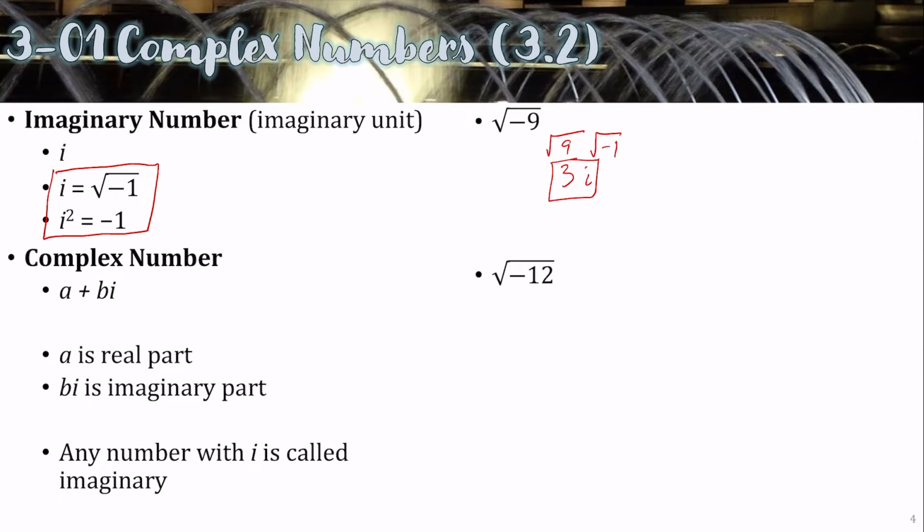Let's try square root of -12. Well, 12 could be 4 times 3. 4 is the perfect square. And we have the negative, so we have square root of -1. Square root of 4 is 2. Square root of 3. And square root of -1 is i.